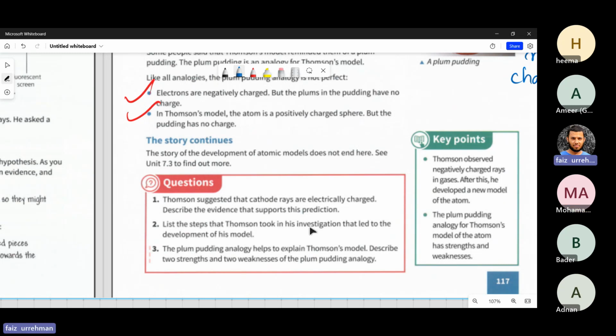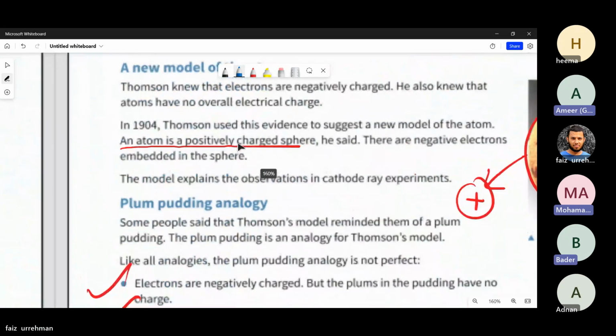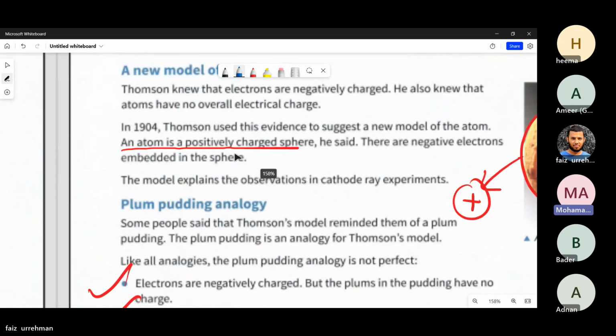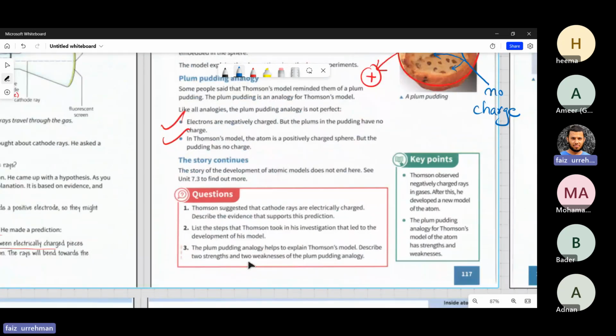Question number 2. List the steps that Thomson took in his investigation that led to the development of his model. An atom is a positively charged sphere. Oh, you're reading from here, huh? Wait, mister, how can we answer this question? And what is the next question? The plum pudding analogy helps explain Thomson's model. Describe two strengths and two weaknesses of the plum pudding analogy.